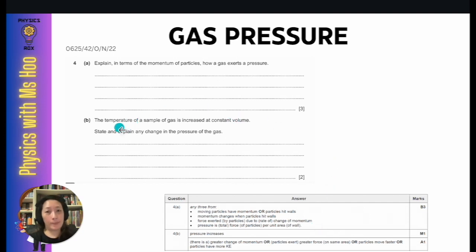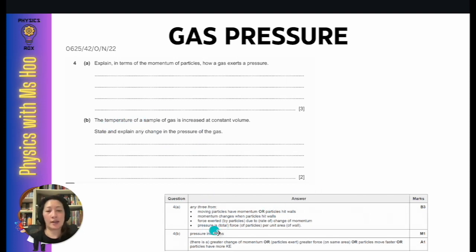For question B, the temperature of a sample of gas is increased at constant volume. State and explain any change in the pressure of the gas. So question B is asking the students for the relationship between the temperature and the pressure. To answer this question, first of all, students must mention what the change is, which is that the pressure increases, and the explanation is to explain how the temperature changes the pressure.